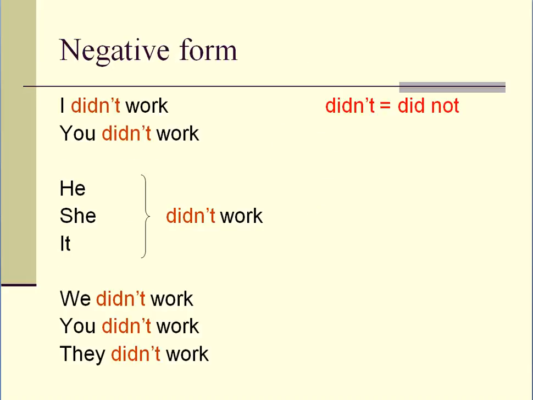If we look at the negative form of regular verbs, we add didn't. We squeeze didn't in between subject and verb. I didn't work, you didn't work, he, she, it didn't work. We didn't work, you didn't work, and they didn't work. So we add didn't between the subject and the verb, and didn't never changes.